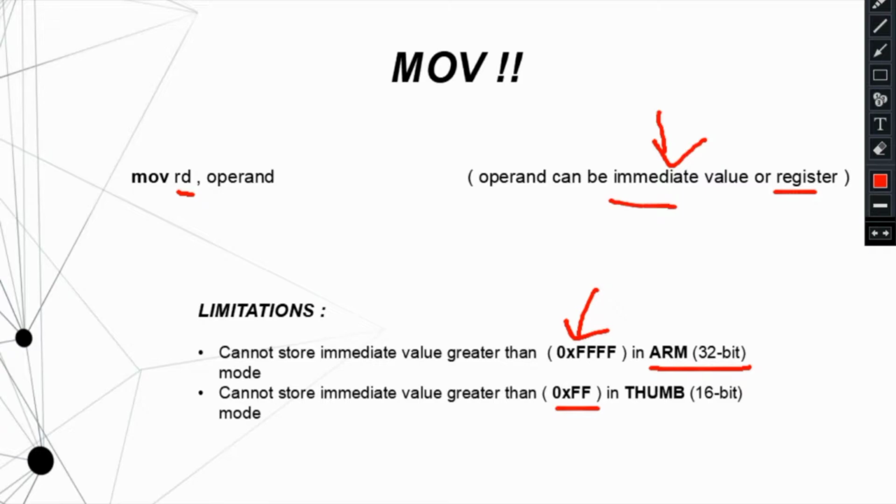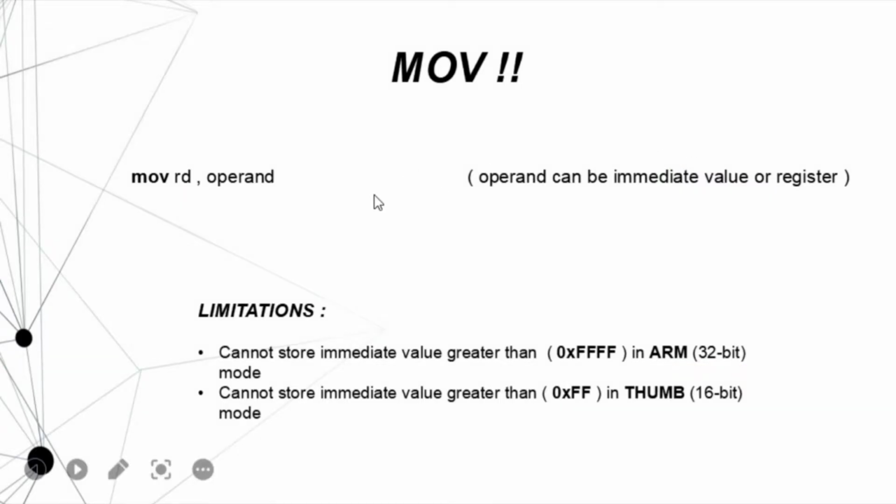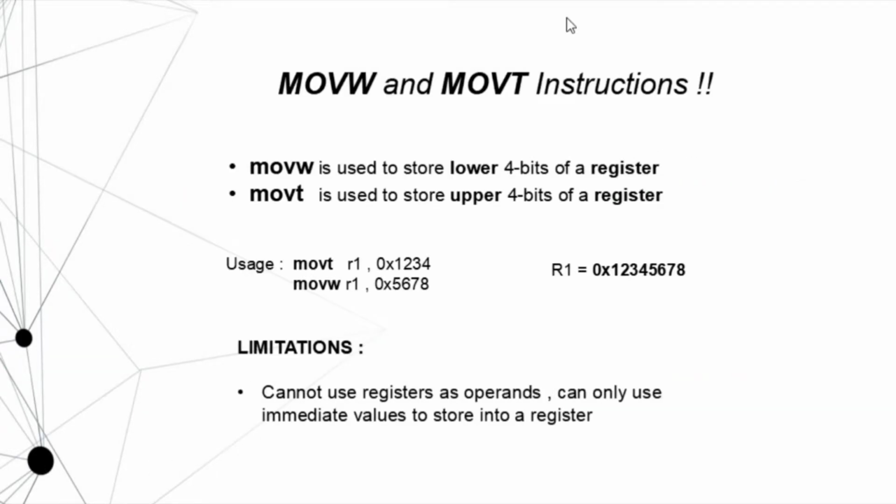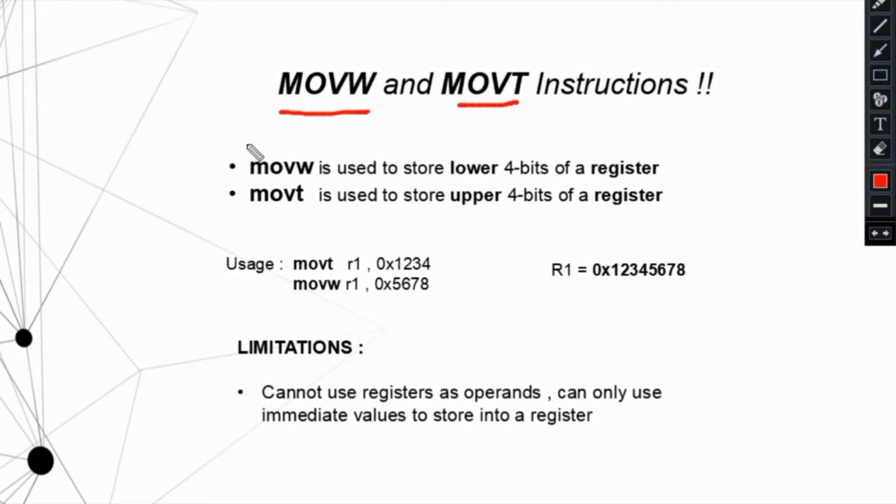At this point, many of you might think, how can we entirely fill a 32-bit register with 32-bit values? Do we need to add and fill the 32-bit register? The answer is no. There are certain instructions which ARM provides us, and those are MOVW and MOVT. MOVW stores the lower 4 bits of a destination register and MOVT is used to store the upper 4 bits of a register.